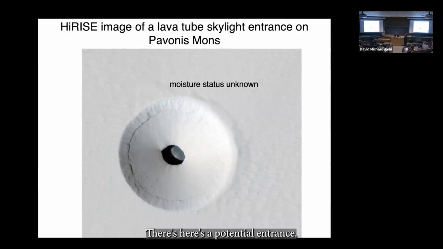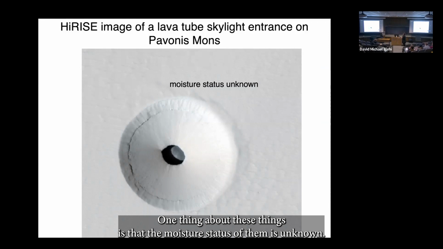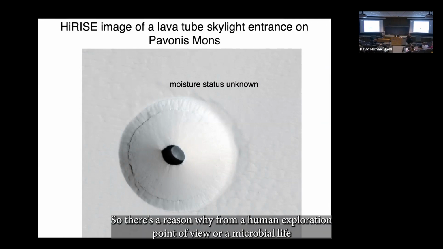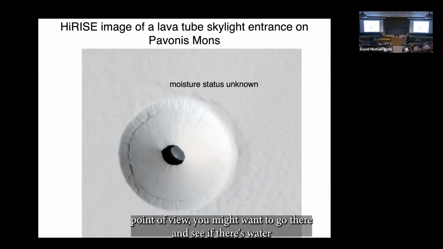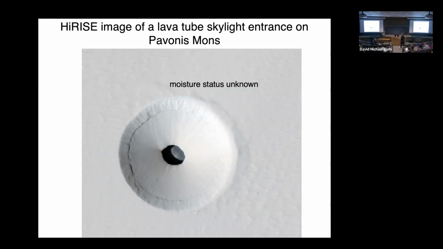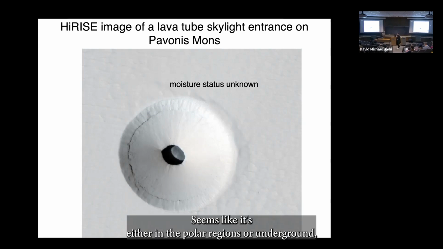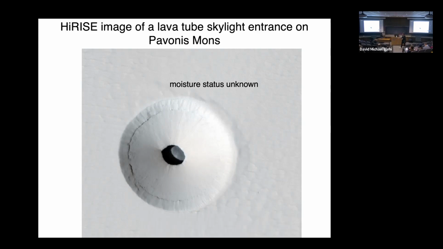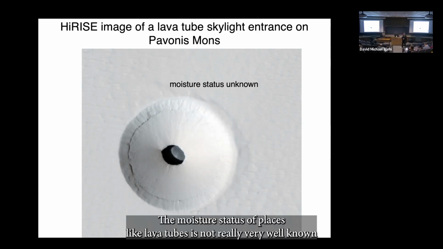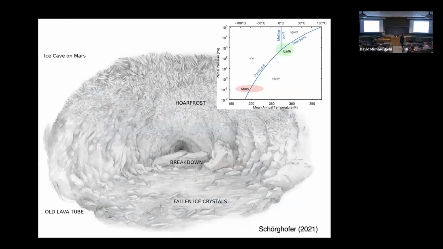Here's a potential entrance. One thing about these things is that the moisture status of them is unknown. So there's a reason why, from a human exploration point of view or a microbial life point of view, you might want to go there and see if there's water, because it's not clear whether there would be or not. We know there's water on Mars. Seems like it's either in the polar regions or underground, but it's not like we have a map of it. So the moisture status of places like lava tubes is not really very well known.